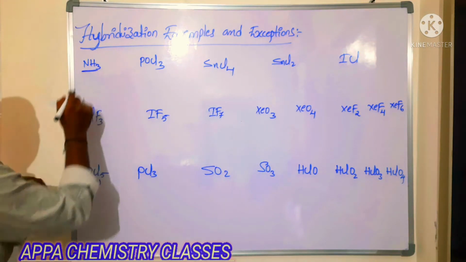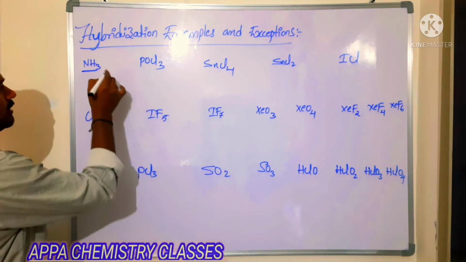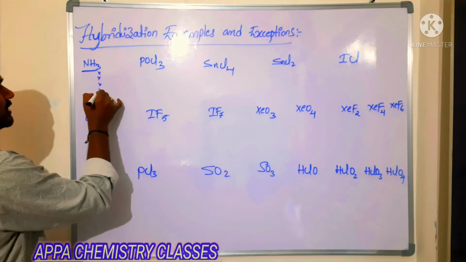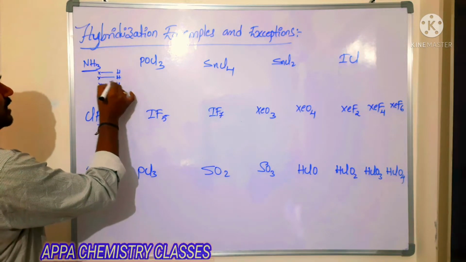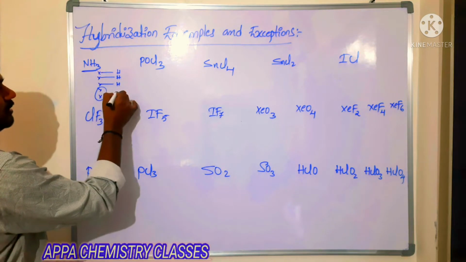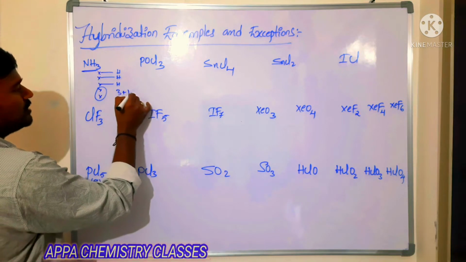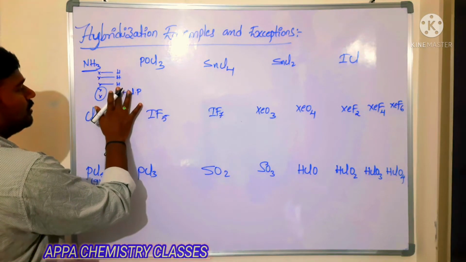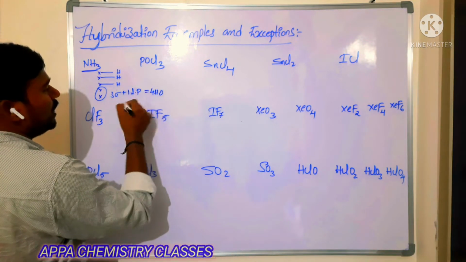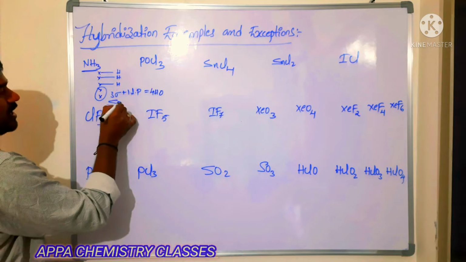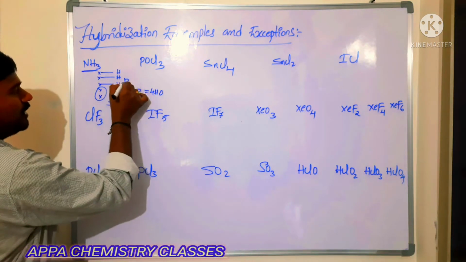This NH3 molecule, what is the simple trick I told you here? Nitrogen contains how many valence electrons? 5 valence electrons. Keep the 5 dots. Hydrogen is monovalent. So then what happens here? 3 sigma bonds and 1 lone pair of electrons, total 4 hybrid orbitals. So sp3 hybridization with 1 lone pair. Which geometry is it? Pyramidal geometry.